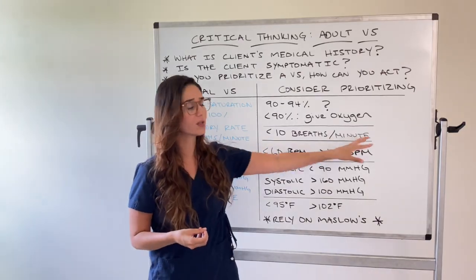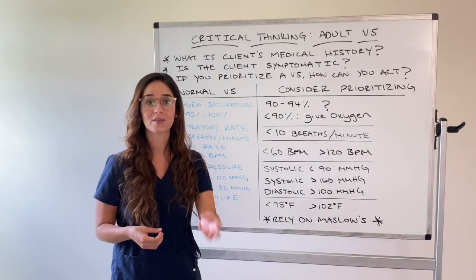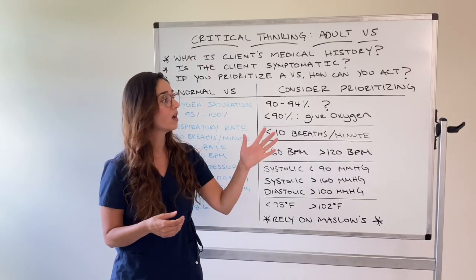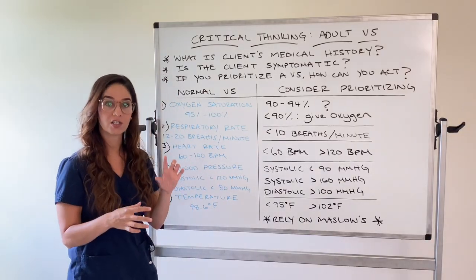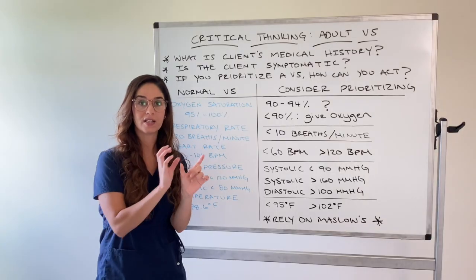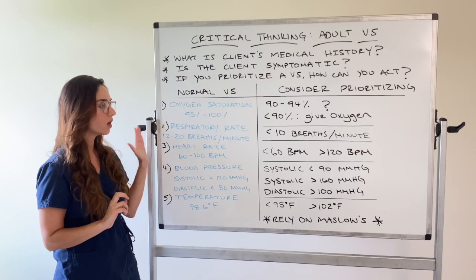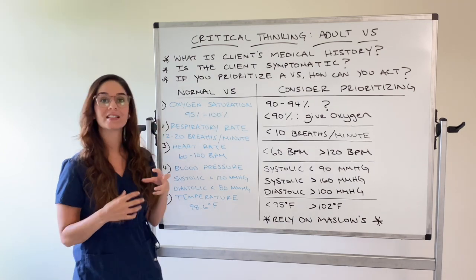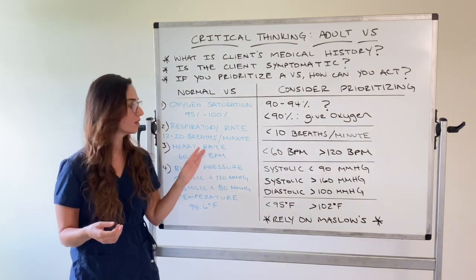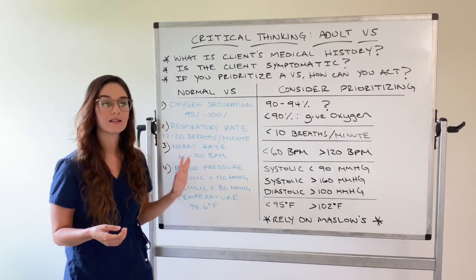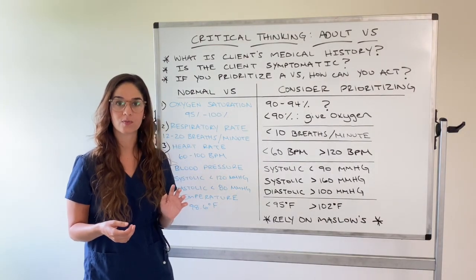I did not put a number to be on the lookout for when it comes to elevated respiratory rates. So just remember your medical terminology. When we say brady, that means slow. So bradypnea means slow respiratory rate. When we say tachy, that means rapid or fast. So when we're getting above 20, tachypnea means elevated respiratory rate.